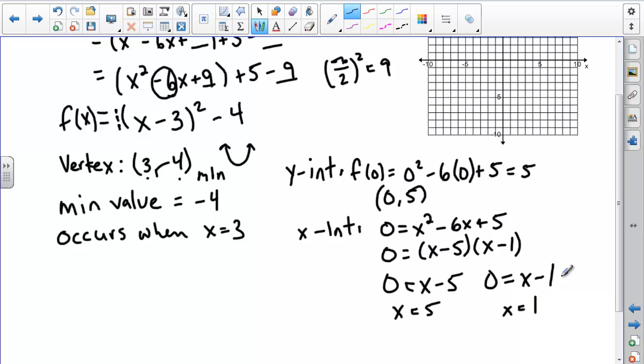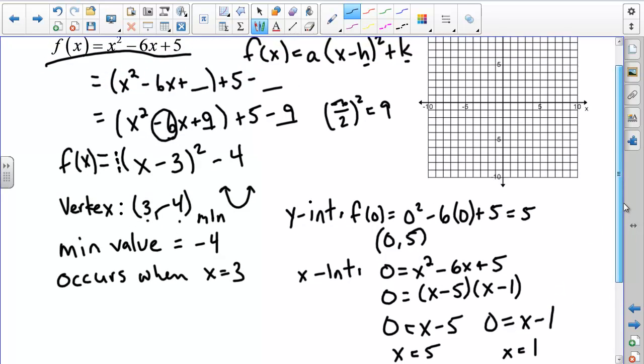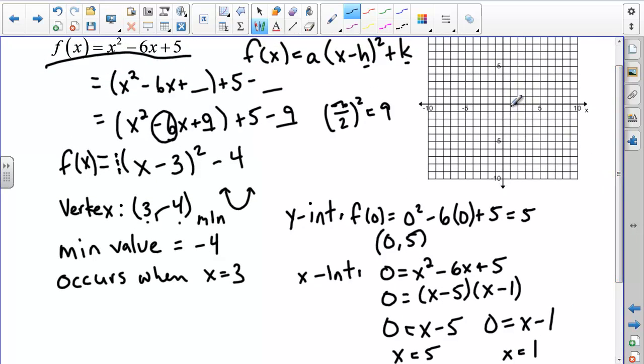Those are the x-intercepts. Now to put it all together, we can bring it up here and say, okay, well there's an x-intercept at 1, x-intercept at 5, y-intercept at 5, vertex at 3, then 1, 2, 3, -4. We know the axis of symmetry goes through those points. And so now I just fill in the rest, and here's my parabola.